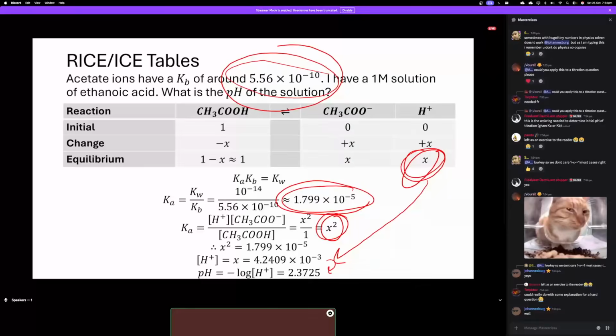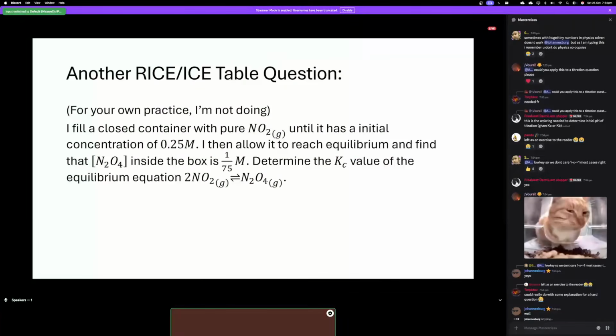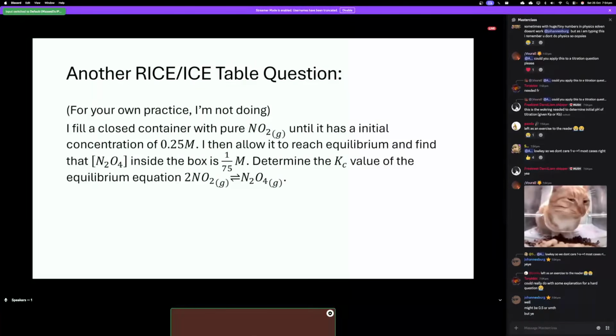Cool. This was going to be another question. I'm just going to skip it. You can take a screenshot if you want it. I'm not going to cover it. I'll give you a couple seconds to take a screenshot.